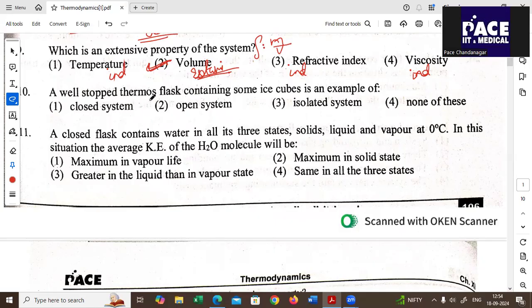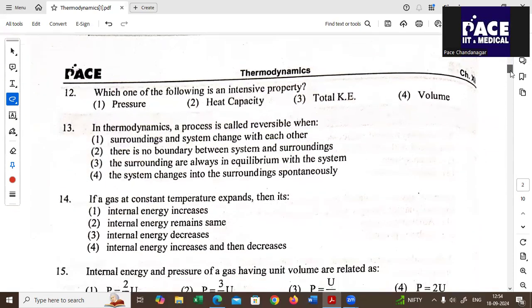Next, a well-stoppered thermos flask containing some ice cubes is an example of what? Thermos flask, it has to be an isolated system or adiabatic system, isolated system. Then a closed flask containing water in all the 3 states, solid, liquid, and vapor at 0 degrees. In that situation, average kinetic energy of H2O molecules will be the same in all the cases. There will be no change in the average kinetic energy, whichever states they are in.